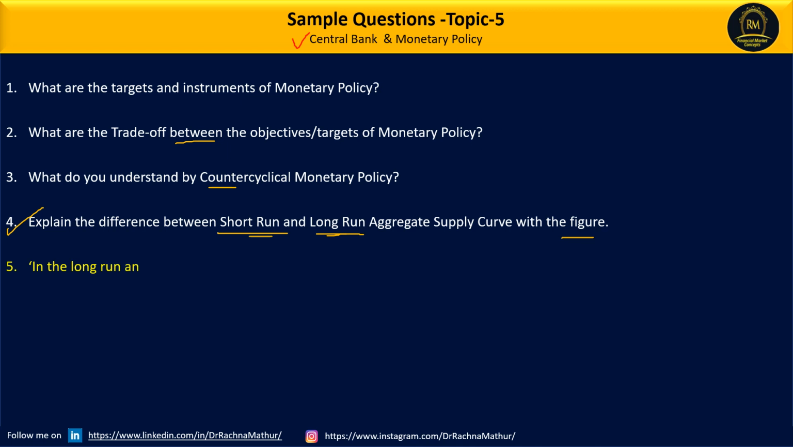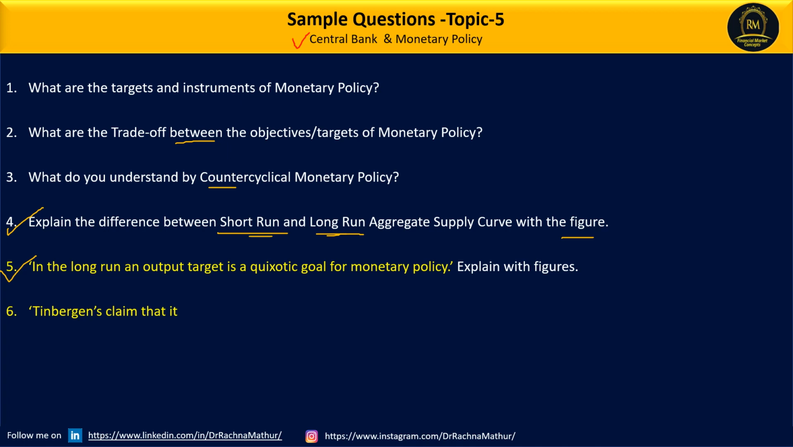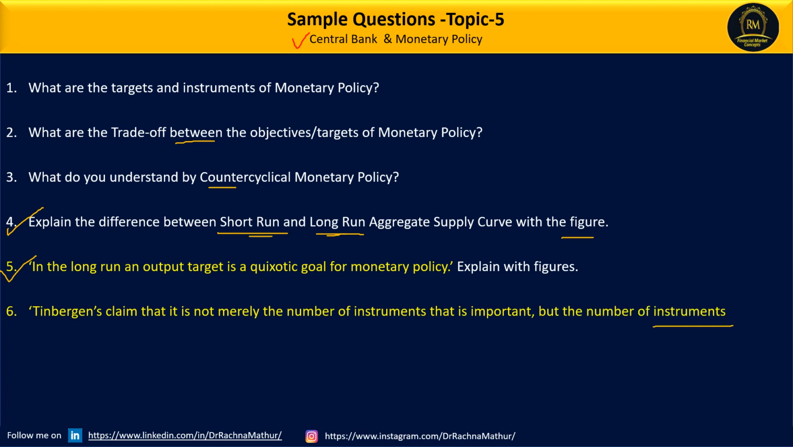In the long run, an output target is a quixotic goal for monetary policy, explain. This question is also from the reading. Next is, Tinbergen claimed that it is not merely the number of instruments that is important, but the number of instruments exerting independent effects on the target variable, explain.